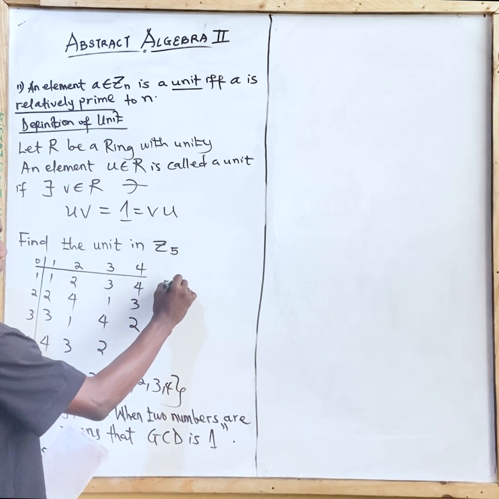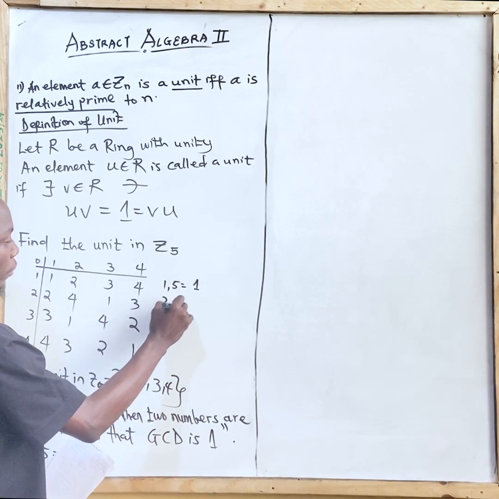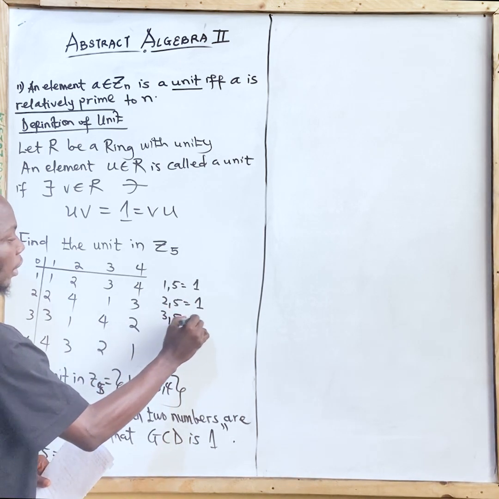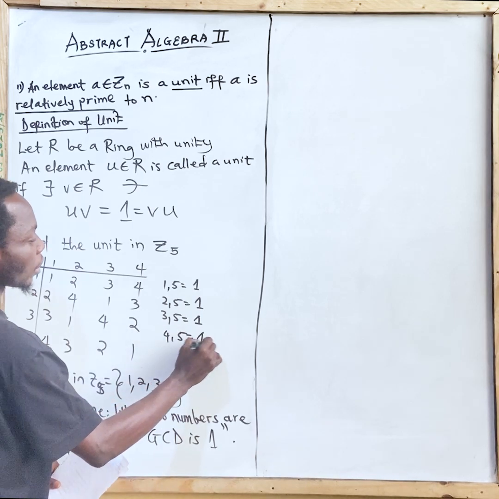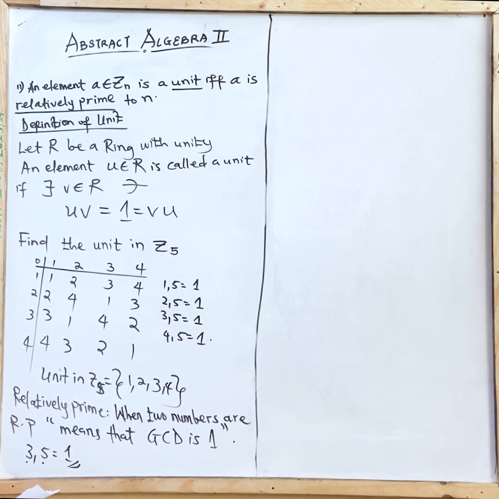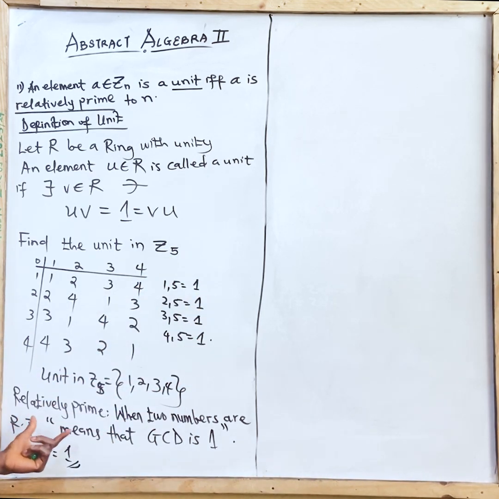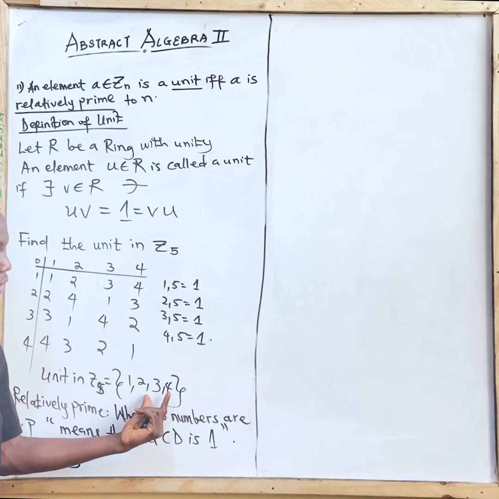1 and 5, the GCD between these two is just 1. 2 and 5, the GCD between them is just 1. 3 and 5, the GCD between them is 1. 4 and 5, the GCD between them is 1. So you can see that the greatest common divisor of each unit together with 5 is just 1. And I basically said here that two numbers are relatively prime if the GCD between them is 1. That's why my answers are 1, 2, 3, 4.